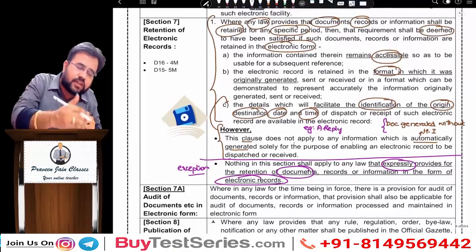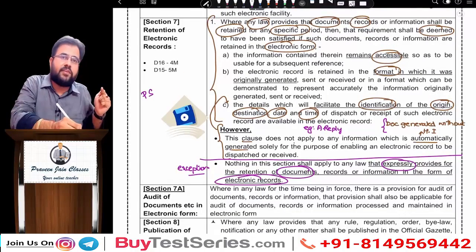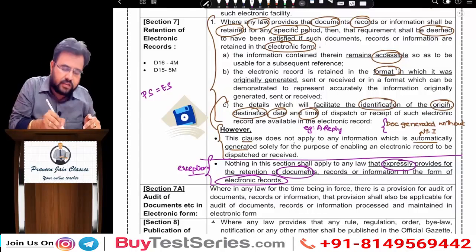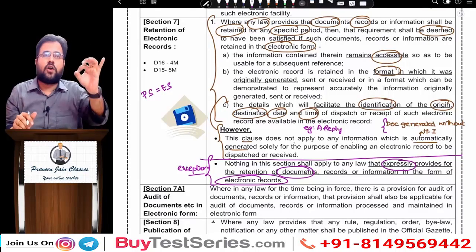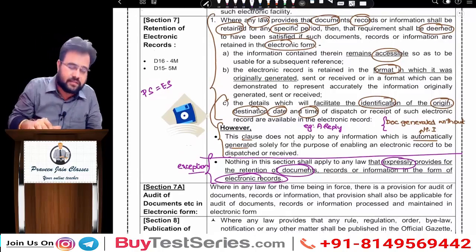Can I say this total section came into the picture only if the earlier law was saying that you should maintain records in physical form, and now you have to store in electronic form? But here what I am saying, sir, is that right from day one your law is saying that you should maintain in electronic form. In such a situation, don't apply section 7.